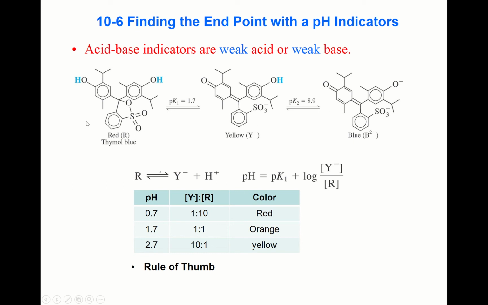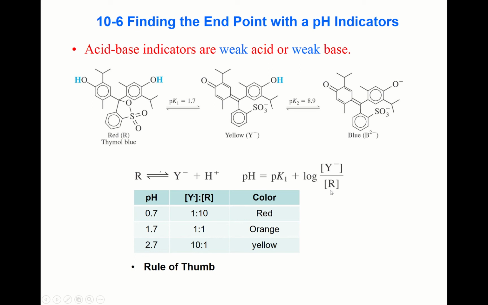The fully protonated form takes a red color, the one with only one proton dissociated is yellow, and the fully dissociated form takes a blue color. Since it is a weak acid, we can write this dissociation equation, and then we can write the Henderson-Hasselbalch equation: pH equals pK1 plus log the ratio of, for example, these two species, the yellow form and the red form here.